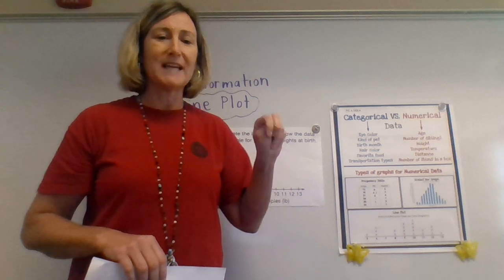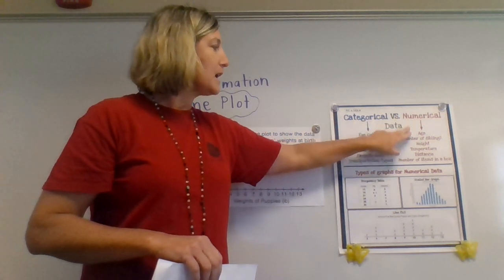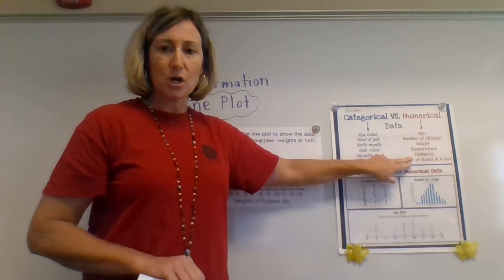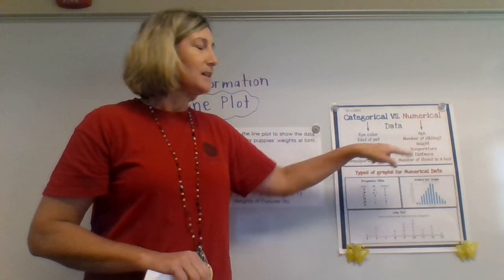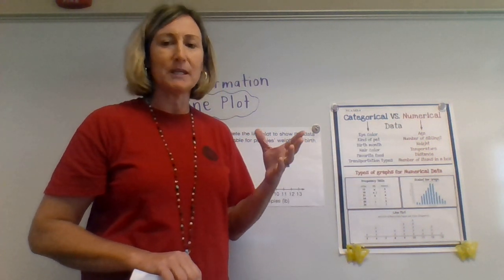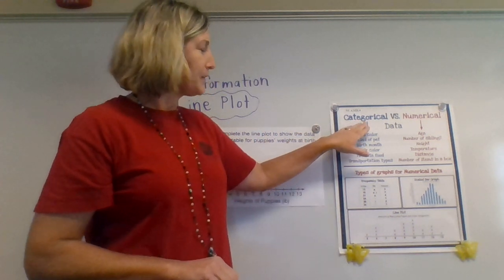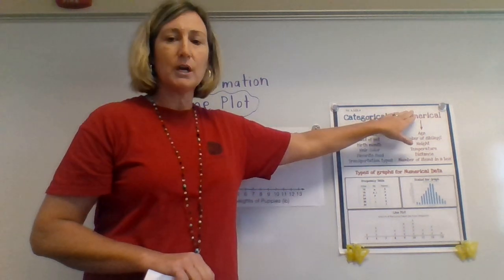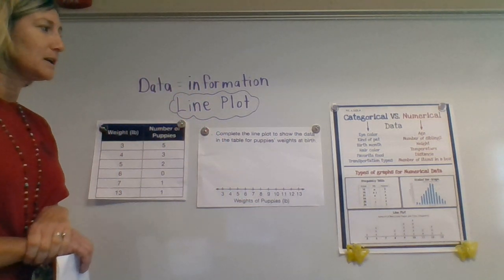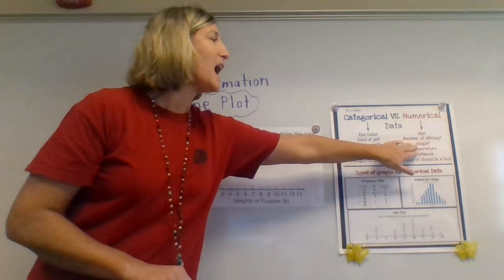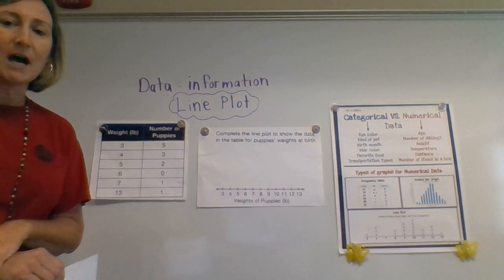And numerical data is represented in numbers. We hear the word numeral, so numerical data is in numbers. Like how old are you, or how many siblings do you have? We want to not forget those words, categorical and numerical data. With our line plot, we're going to talk about which type of data we come up with.